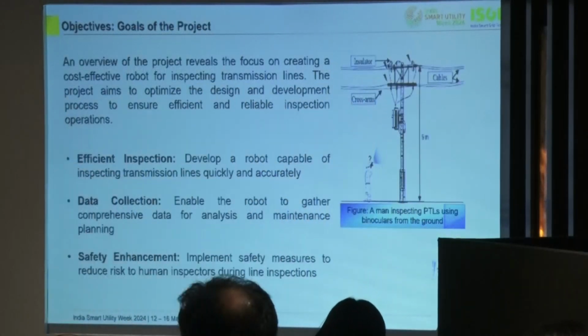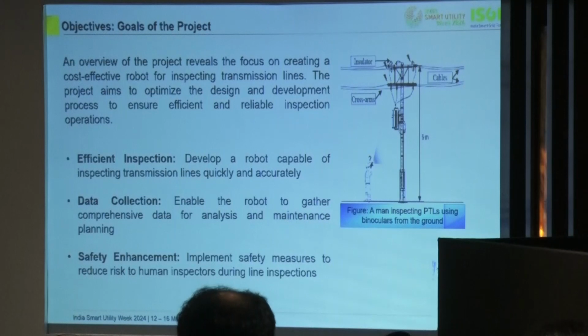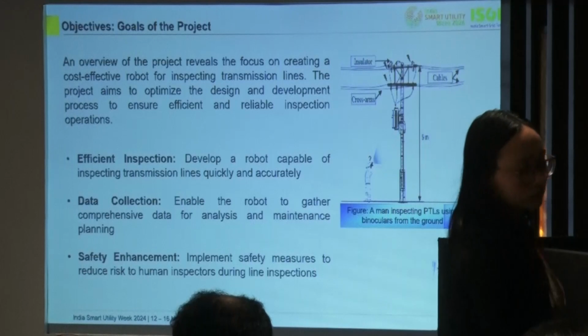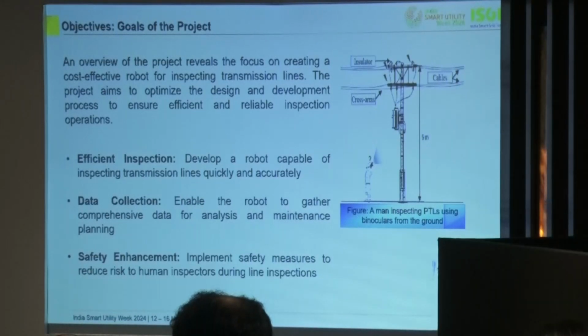So what is the main objective of our project work? The overview of this project is focused on creating a cost-effective robot for inspecting transmission lines. In this diagram, you can see a person trying to inspect the transmission tower, which has multiple components like insulators, cables, and cross arms, and it is quite difficult for him to verify the exact location of a fault or at which particular place maintenance is needed.